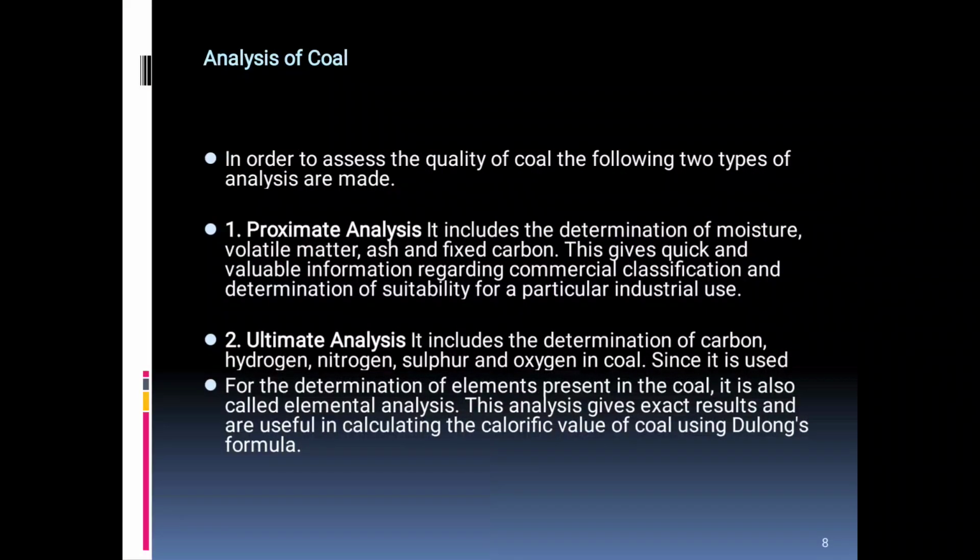In order to assess the quality of coal, two types of analysis are made. One is proximate analysis, another one is ultimate analysis. Proximate analysis includes the determination of moisture, volatile matter, ash and fixed carbon. This gives quick and valuable information regarding commercial classification and determination of suitability for particular industrial use. Ultimate analysis includes the determination of carbon, hydrogen, nitrogen, sulfur and oxygen in coal. Since it is used for the determination of elements present in the coal, it is also called elemental analysis. This analysis gives exact results and is useful for calculating the calorific value of coal using Dulong's formula.